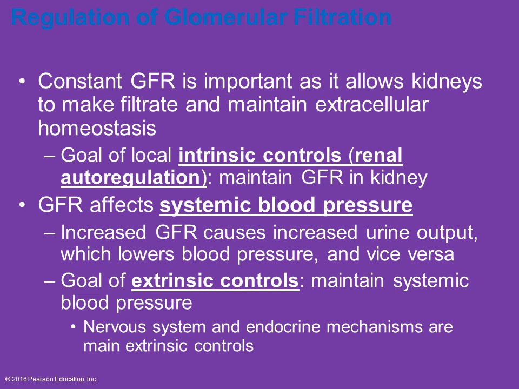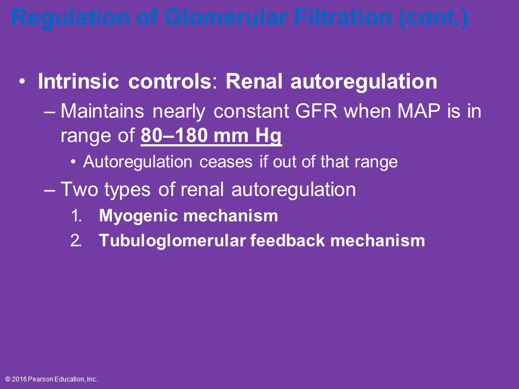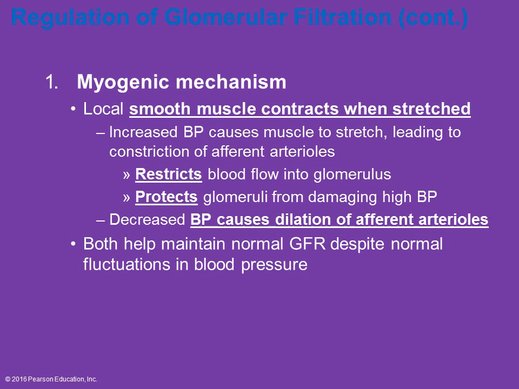The nervous system can also play a role. The endocrine system can also play a role. I said the intrinsic ones are within. Think of it as auto-regulation. There are a couple of ways of regulating this internally. With the afferent arterioles, as blood is coming into the glomeruli, into that capillary bed, there are smooth muscles there that can contract, which can then decrease the amount of blood flow into the glomeruli. That would protect the glomeruli from very high blood pressure.